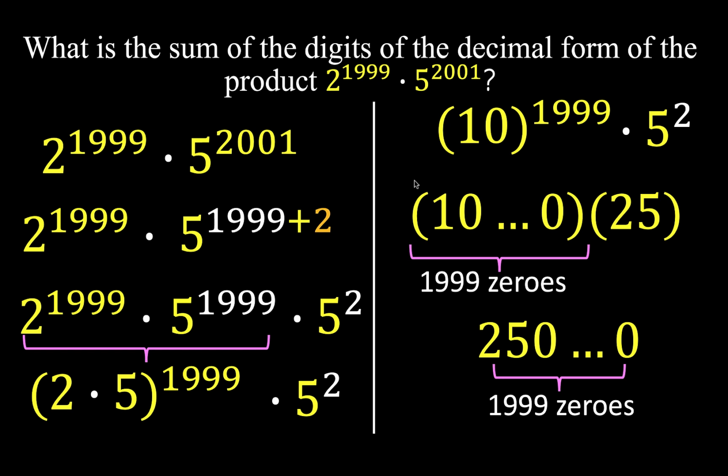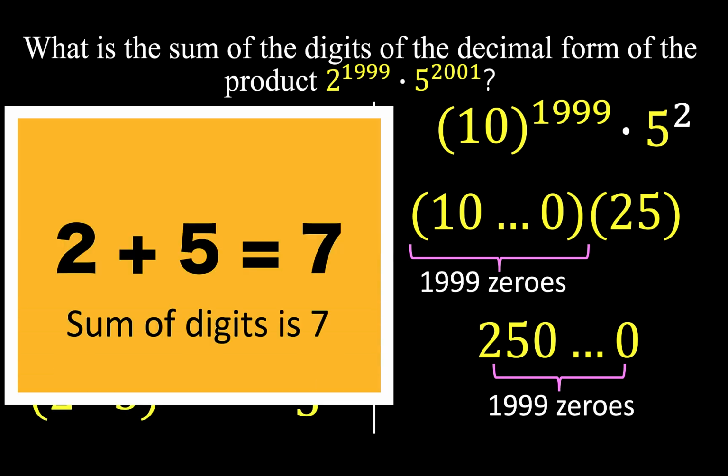And remember that what we want to find in this problem is the sum of the digits of the decimal form. This is now the decimal form. You have 2, 5, and there are 1999 zeros. So for the sum of the digits, we simply have to add 2 plus 5 because all the rest are zeros. And 2 plus 5 equals 7, and that is the answer to this question. The sum of the digits of the decimal form of the product 2 raised to 1999 times 5 raised to 2001 is 7. And this problem is now solved.